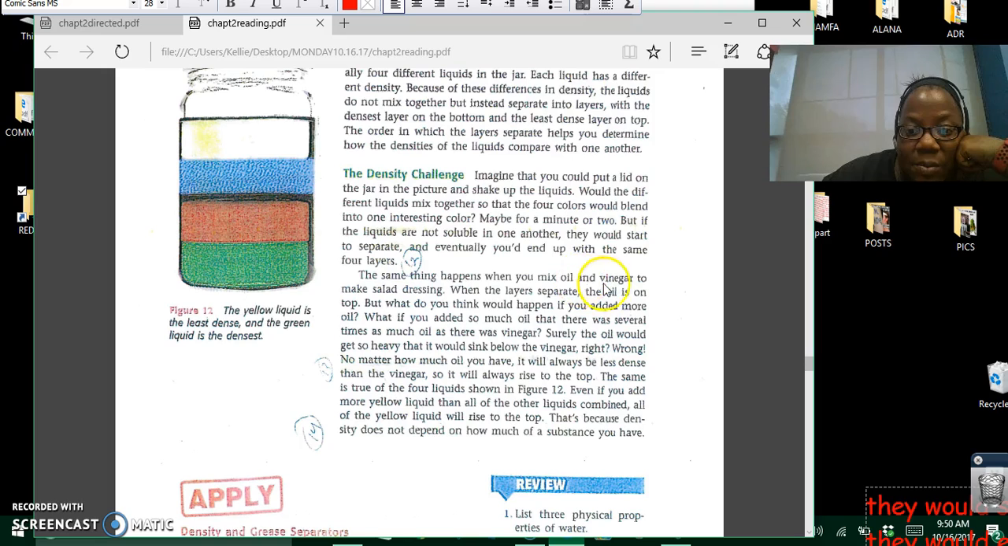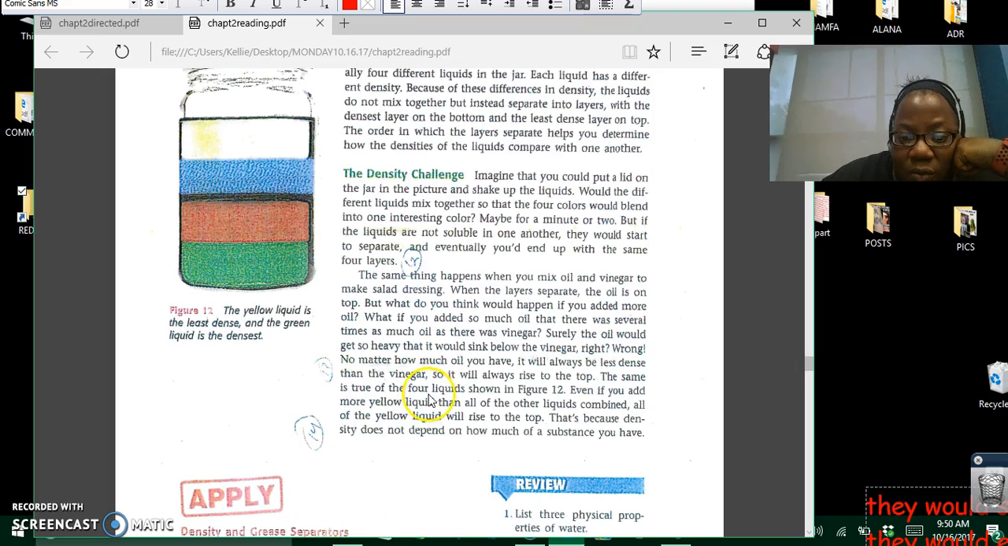The same thing happens when you mix oil and vinegar to make salad dressing. When the layers separate, the oil is on top. But what do you think would happen if you added more oil? What if you added so much oil that there was several times as much oil as there was vinegar? Surely the oil would get so heavy that it would sink below the vinegar, right? Wrong. No matter how much oil you have, it will always be less dense than the vinegar. So it will always rise to the top.